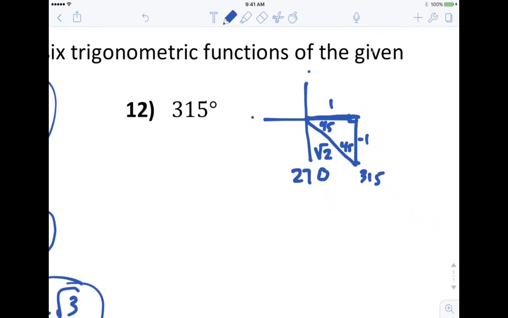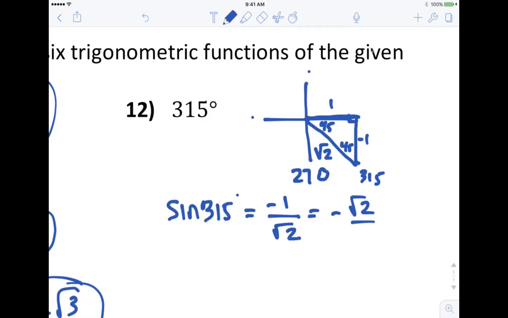and then rationalize if needed, right? So sine of 315 is y over r, or opposite over hypotenuse. So either way, you're going to see a -1 as the y, or opposite, and the square root of 2 as the hypotenuse, or r. And then rationalized, -√2 over 2.